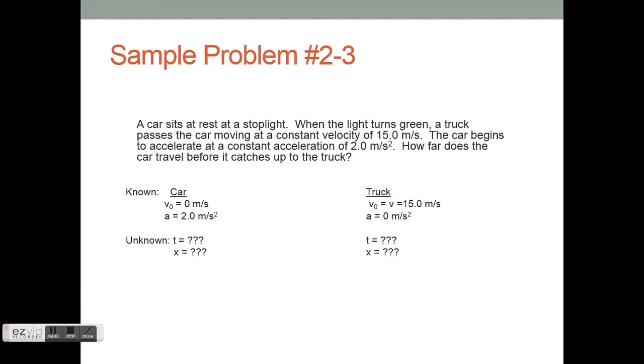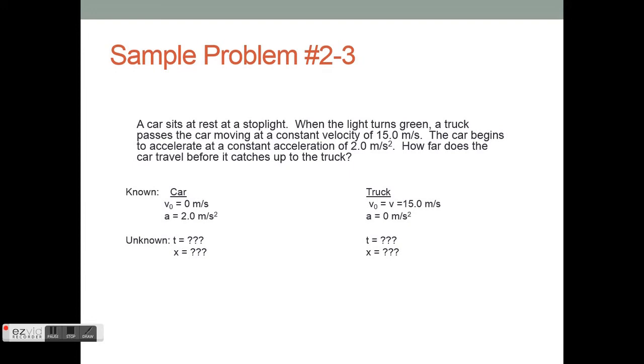There are really 3 unknown variables that I don't know for the car. I have time, distance, but I also don't know final velocity of the car. For the truck, I know initial velocity and final velocity are 15, and I know acceleration is 0. A constant velocity means 0 acceleration. I also don't know time and distance for the truck. Now, when we start to try to plug in some equations, what I'm going to notice is I don't have enough information to simply substitute into an equation and solve for something. I've got to do something a little more sophisticated here.